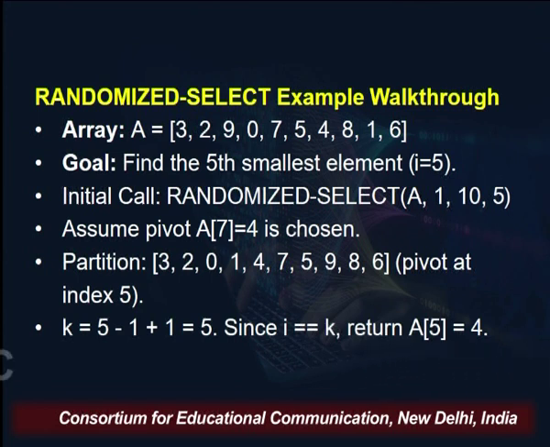Now let us calculate k, which is 5 minus 1 plus 1, and this is going to be 5. And here luckily in our first walkthrough, we have got i equals k, and hence we will be able to return A of 5 equals 4. If this would not have been the scenario, either we would have recursed in the left subarray or in the right subarray, depending upon whether your i is greater than k or less than k. Both ways we need to do this.